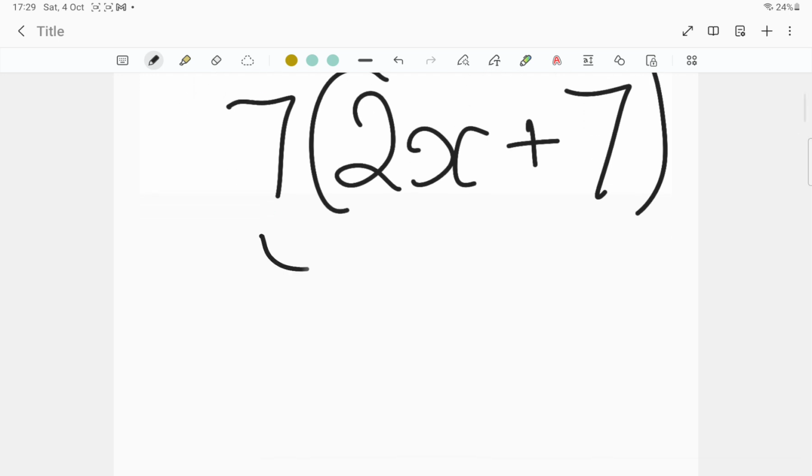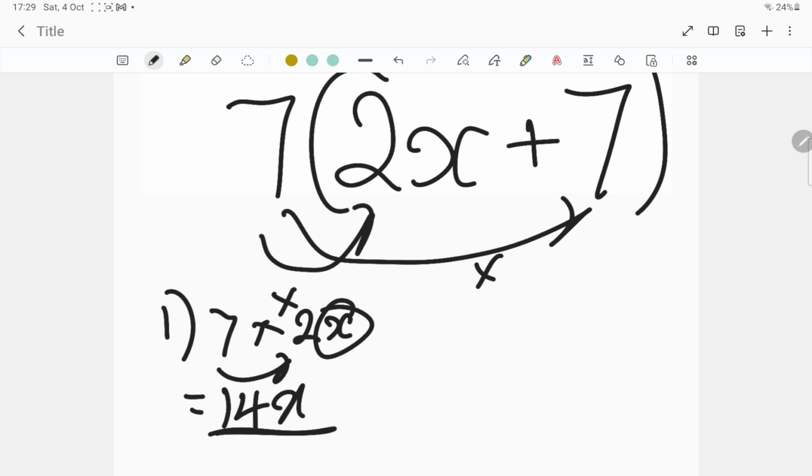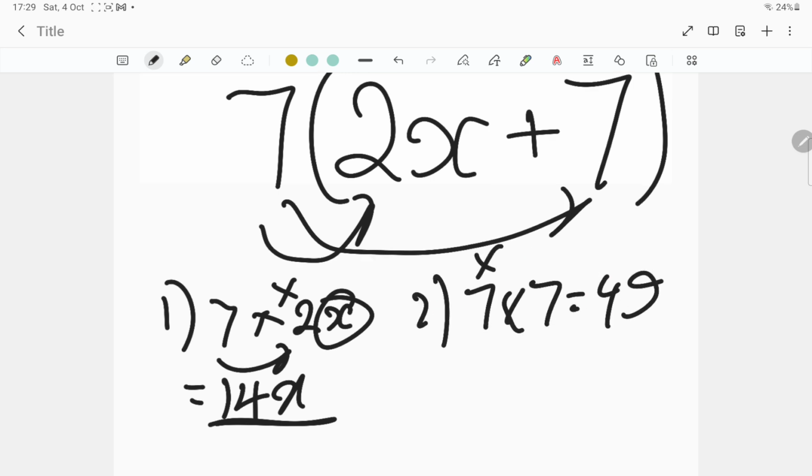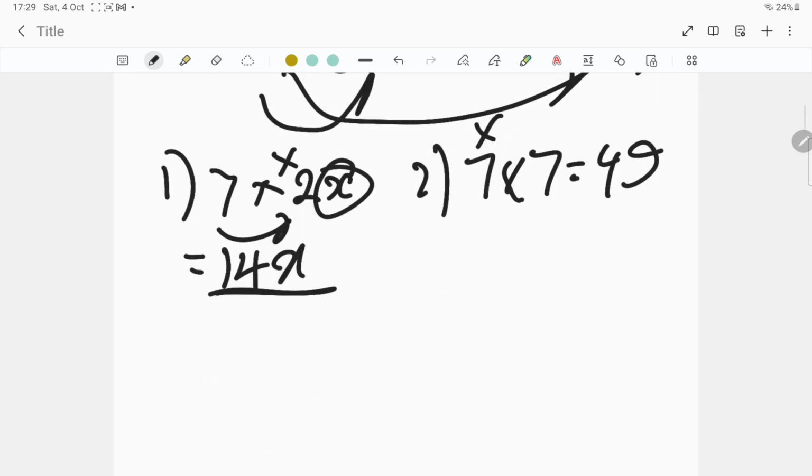Okay. So my first step, multiply these two together, which is 7 times 2x, which equals what? First 7 times 2, 14. Add the x back on, 14x, okay? Then I do 7 times 7 equals what? 49, okay? And obviously this is a positive number because it has a positive in there. So I'm going to add the positive, 49.